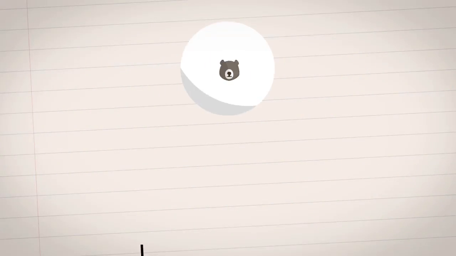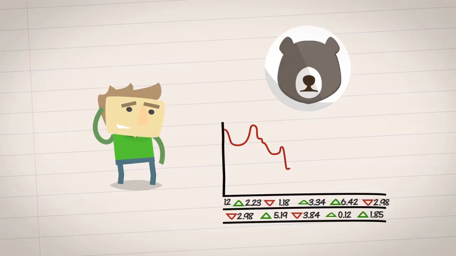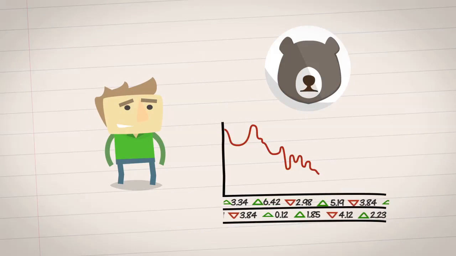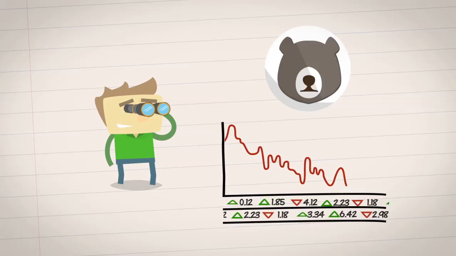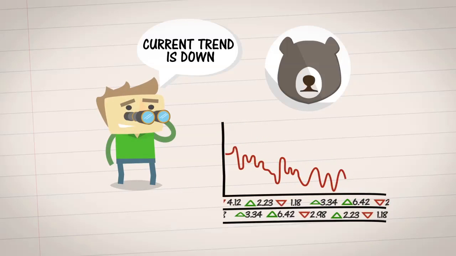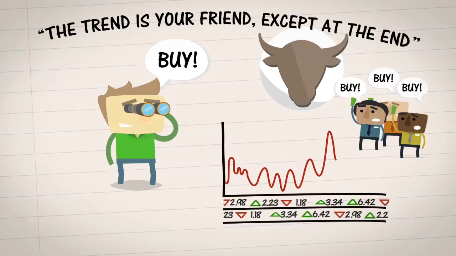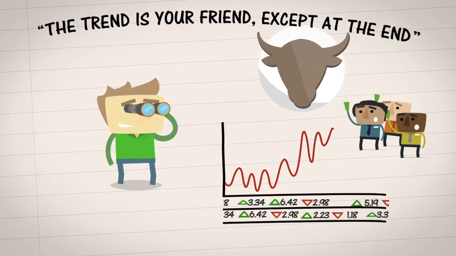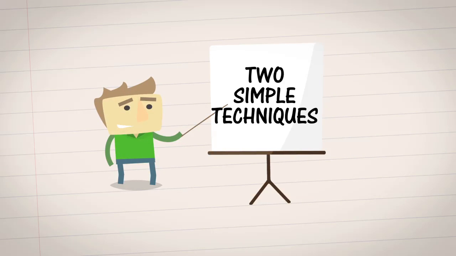For example, when the market is bearish and heading down, don't try to predict which stocks have hit bottom. That would be like trying to catch a falling knife. Instead, find an objective way to both identify the current trend and decipher when that trend has changed too. Because just like the saying goes, the trend is your friend, except at the end. So let's explore 2 simple techniques for identifying market trends.